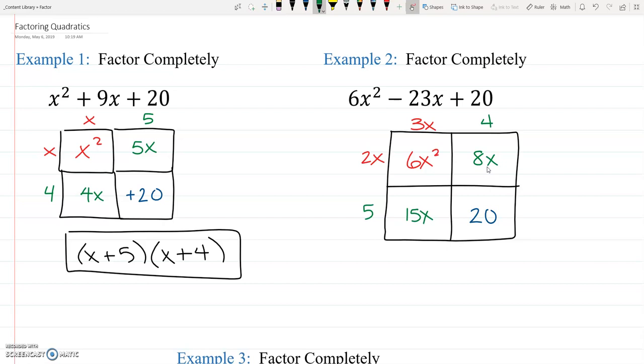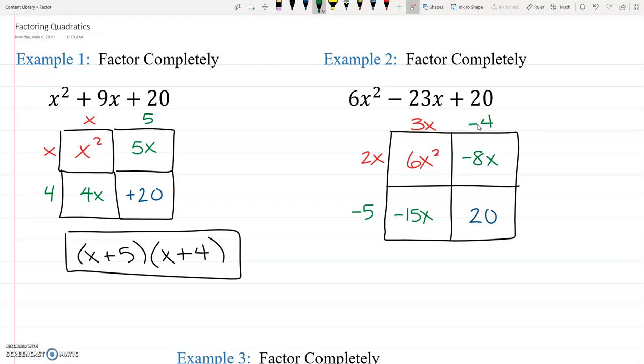Here's how I mess with my signs. I need negative 15x and negative 8x. Now they're going to combine to give me negative 23x. Okay, but now what I got to change is, to get negative 15x in here, I did 3x times 5x. I'm going to make my constant negative. So now 3x times negative 5 gives me my negative 15x. Okay, same thing over here. I needed negative 8x. I'm going to do 2x times negative 4, making my constant negative. So now I have negative 8x in here.